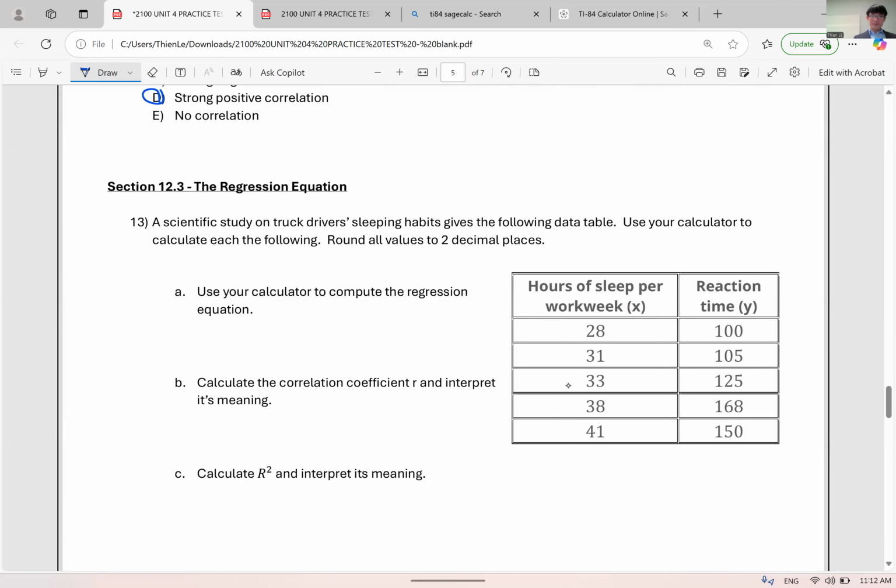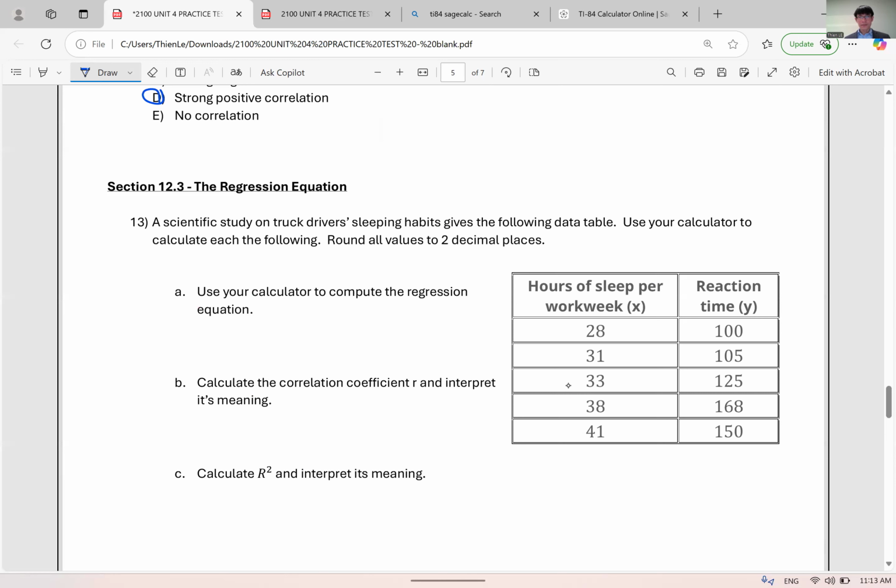Regression equation. A scientific study on truck drivers' sleeping habits gives the following data table. Use the calculator to calculate each of the following, rounding the value to 2 decimal places. Hours of sleep per work week, reaction time. So they want to study the number of hours of sleep per work week and reaction time.